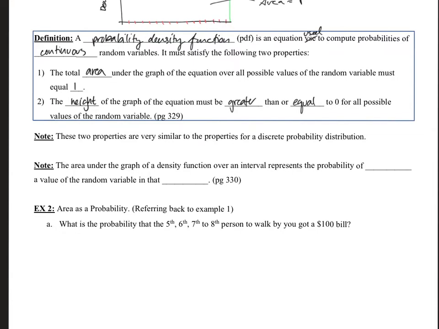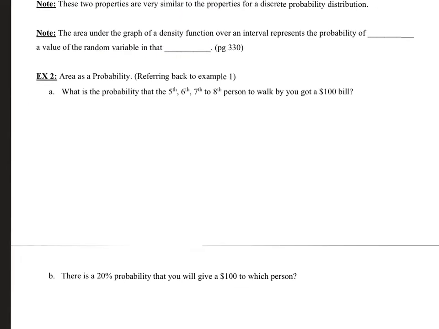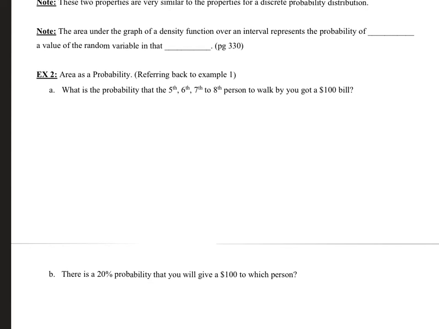So note, these two properties are very similar to the properties that we had for a discrete probability distribution. And also note that the area under the graph of a density function over an interval represents the probability of observing a value of the random variable in that interval.